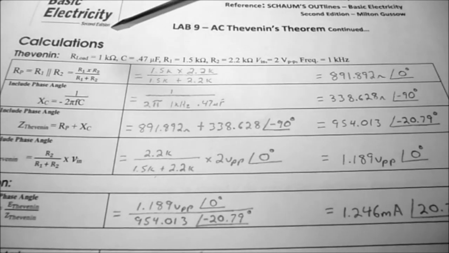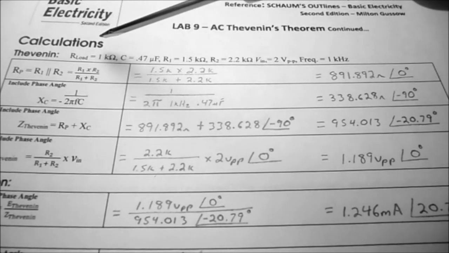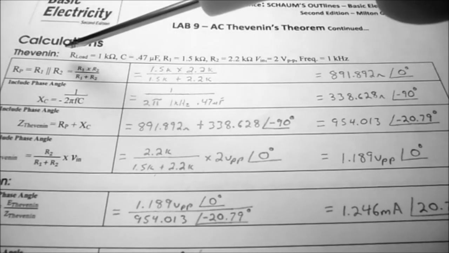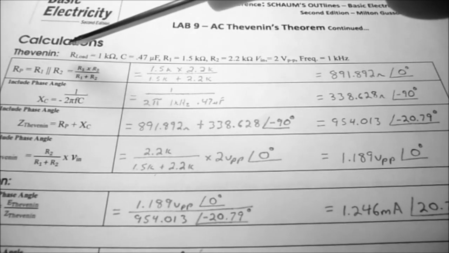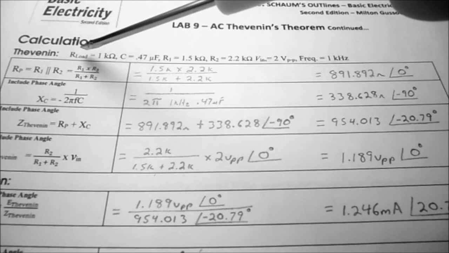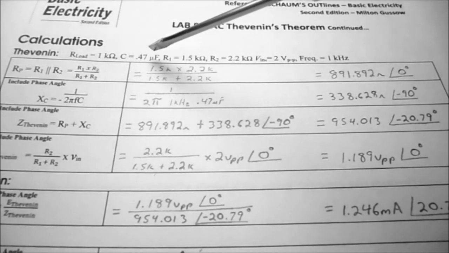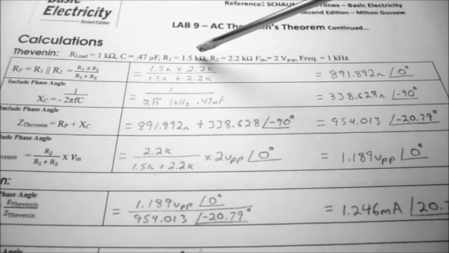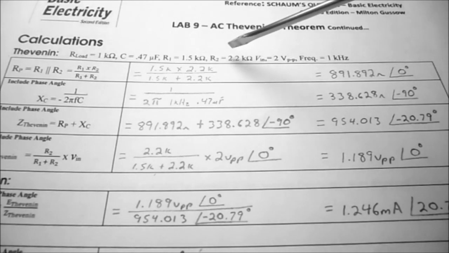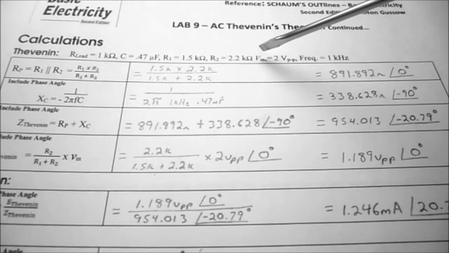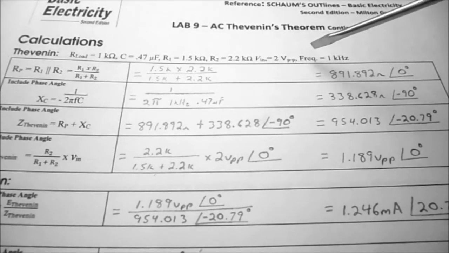So I've given you a page to do your calculations on. The first section is labeled Thevenin. And what we've got here is our load is 1K, C is 0.47 microfarads, R1 is 1.5K, R2 is 2.2K, and our Vin is 2 volts peak to peak at a frequency of 1 kilohertz.